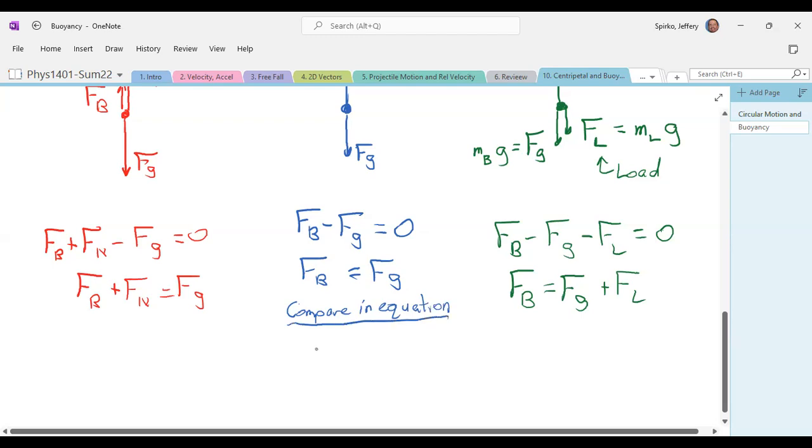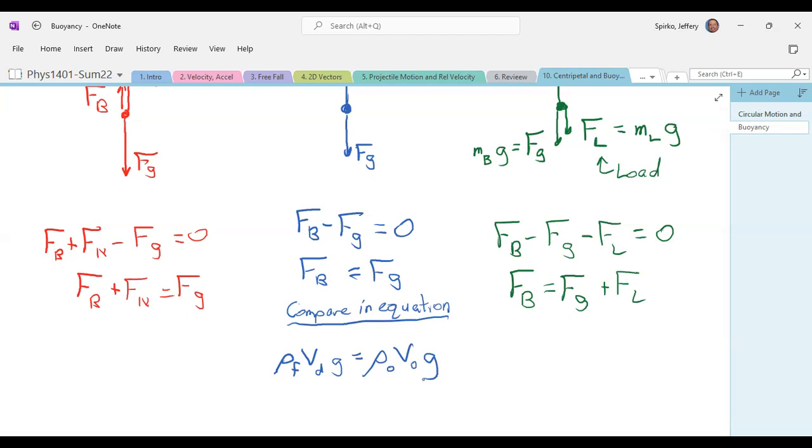So we compare these in the equation. So this is rho fluid V displaced G equals rho object V object G. So I'm plugging in a formula for each of those two forces, and now I get a relationship between densities and volumes.